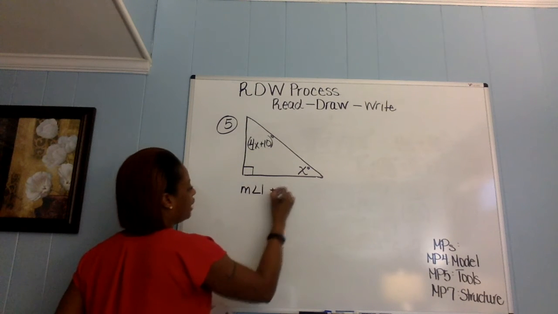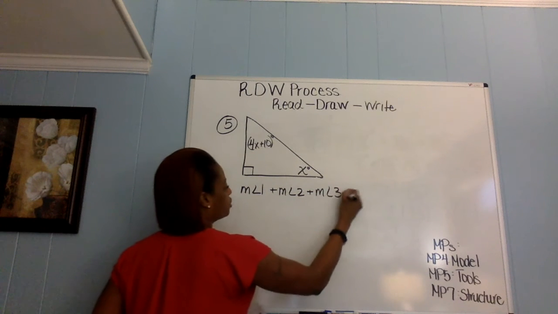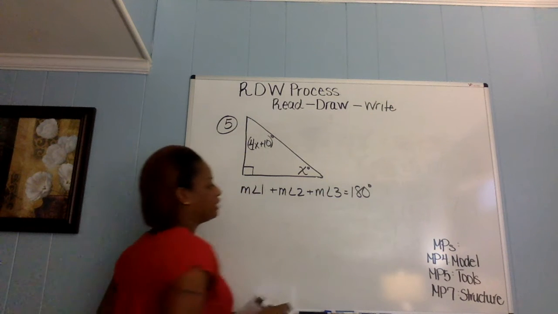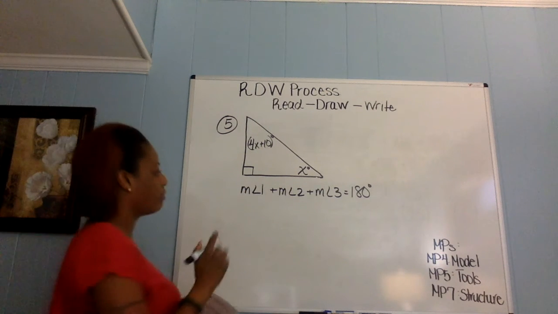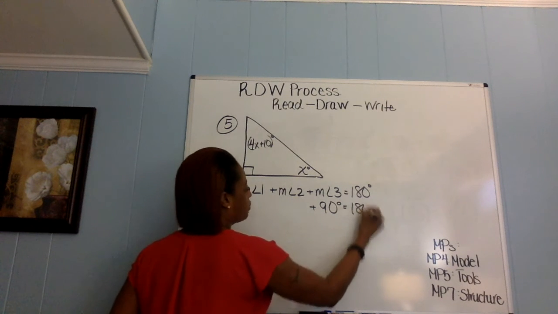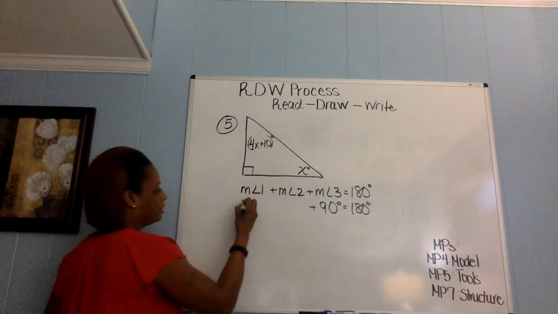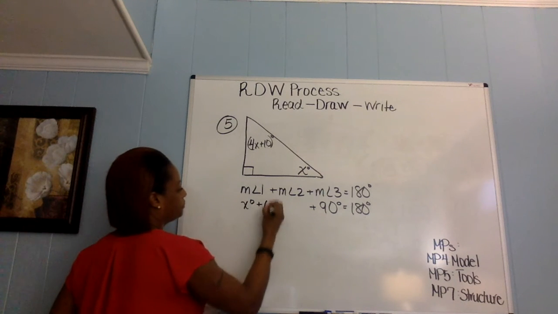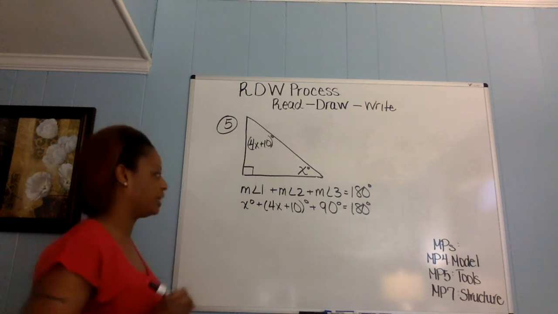So the measure of angle 1 plus the measure of angle 2 plus the measure of angle 3 is equivalent to 180 degrees, and that's because of the triangle sum theorem. So the problem told us that the third angle is the right angle. So I'm just going to go in and fill that in, and then it doesn't matter what I let to be angle 1 and angle 2. Okay, so now we're going to combine our like terms.